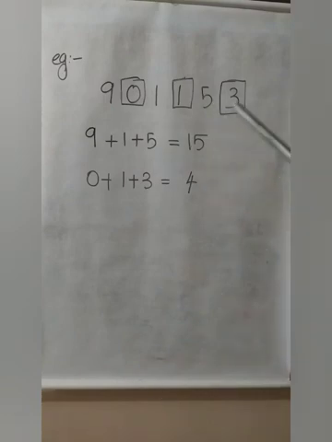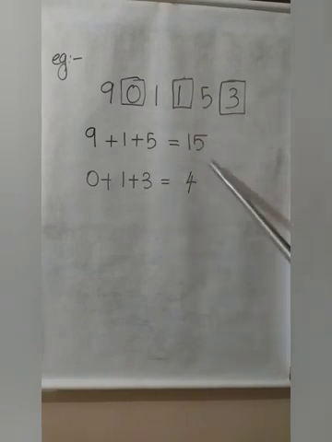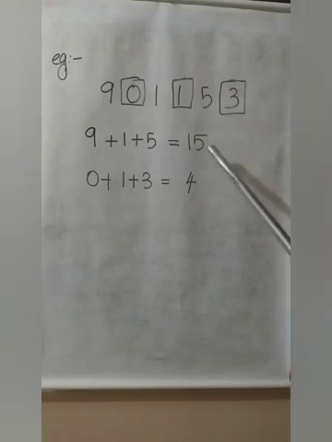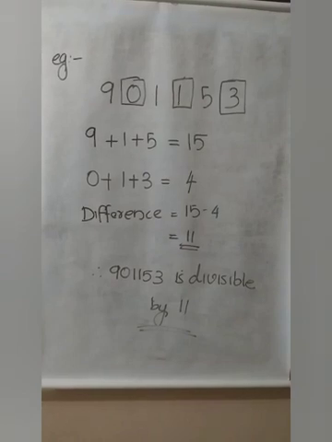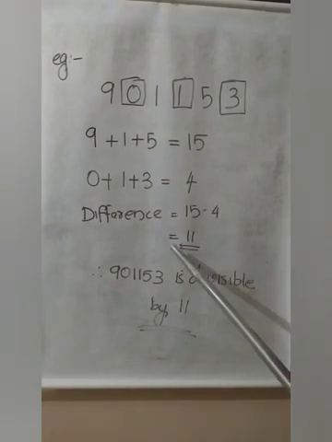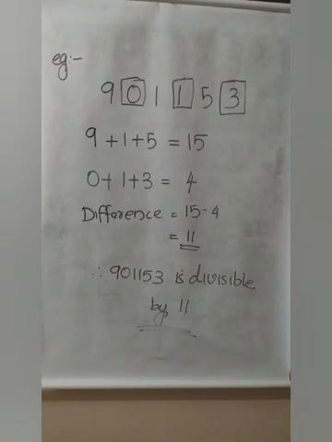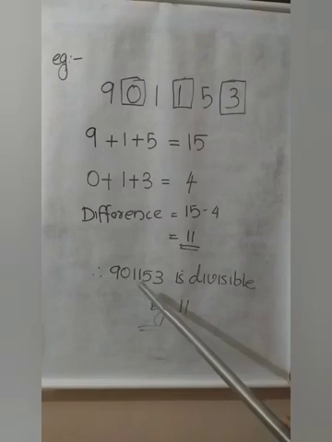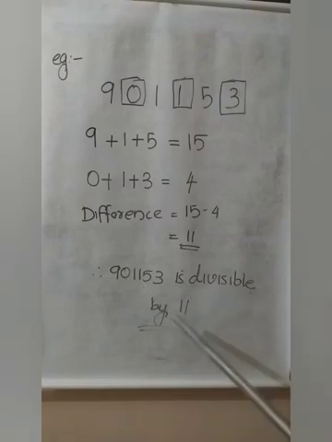What are the two sums? 15 and 4. Now subtract these two sums, that means 15 minus 4. When you subtract, if you get 0 or a multiple of 11, then you can say this number is divisible by 11. After subtracting 15 minus 4, what am I getting? 11. Is 11 a multiple of 11? Yes. So we can say the number 9,01,153 is divisible by 11.